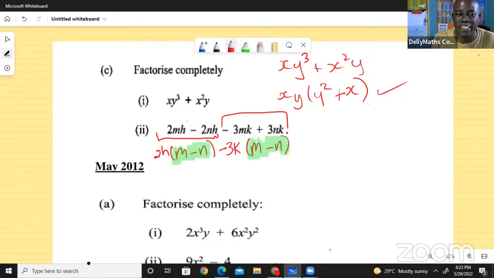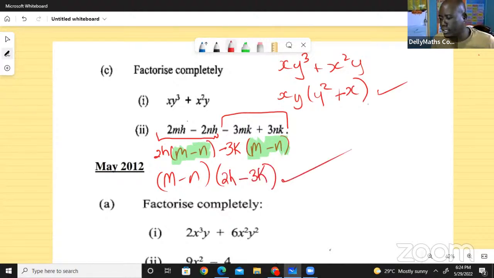That means we can refactorize again by writing back the common factor, and then put the other two things, which are 2h and 3k, in the other bracket. So here we go. 2h minus 3k in the other bracket. There it is. We have factorized. All right. Looking at what's going on there, seeing some answers coming out.